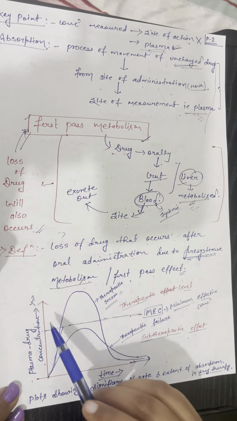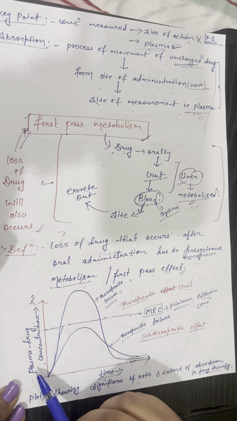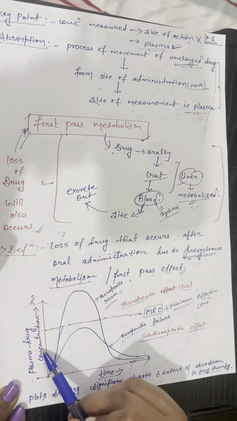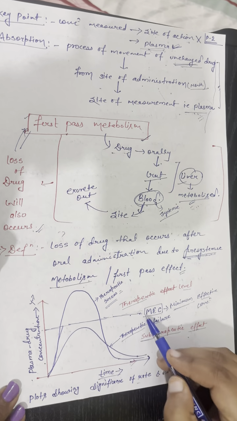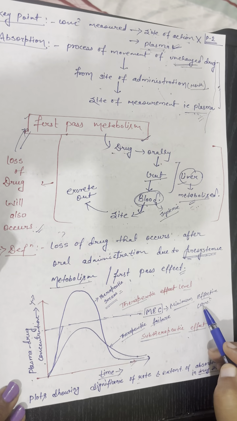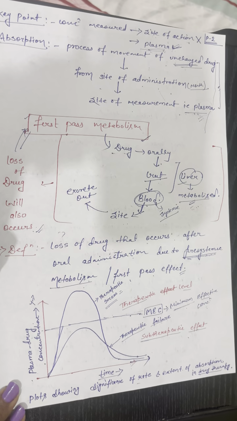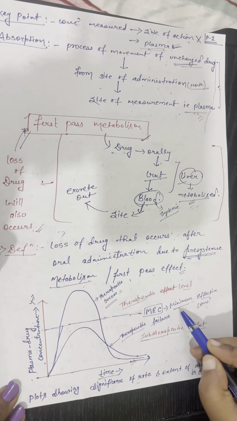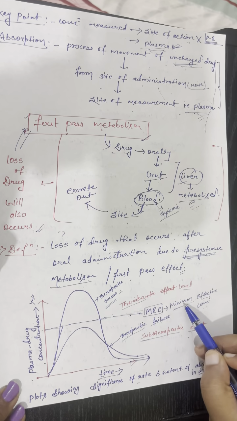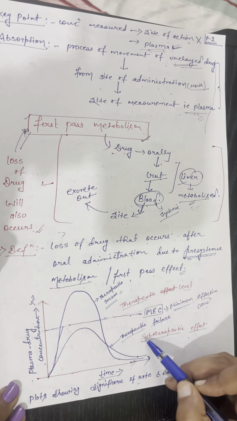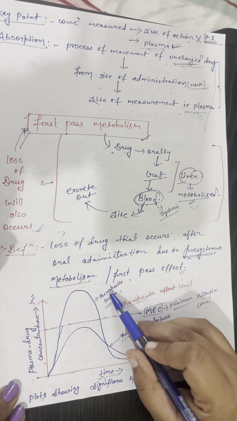Here in the book, it is a very important graph. We saw this graph, plasma drug concentration versus time. Here, MEC, minimum effective concentration, means the concentration required for the therapeutic effect of a drug. And this is the minimum requirement.